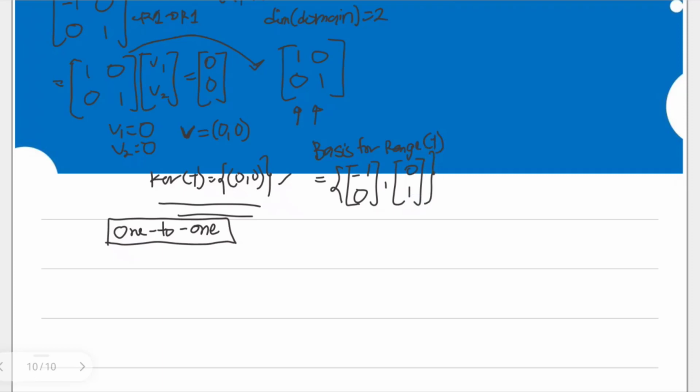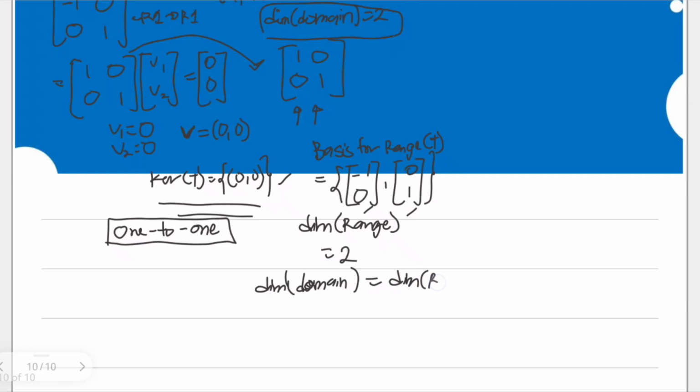In short, the dimension of the range, which is also equal to the rank of T, is equal to 2, since there are two vectors that are part of the basis of the range. Since the dimension of your domain, which is 2, is equal to the dimension of your range, 2 equals 2, this means that our linear transformation here is onto.